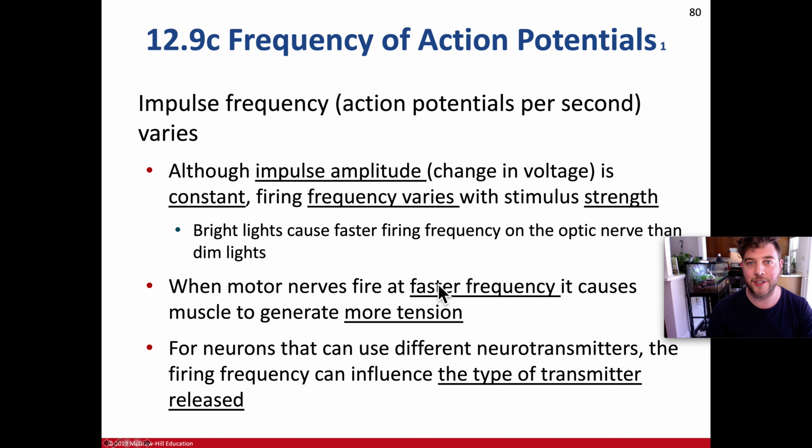When motor nerves fire at a faster frequency, it causes the muscle to generate more tension, so that's just another way the frequency of firing will cause the muscle tension to change. For neurons that can use different neurotransmitters, the firing frequency can influence the type of transmitter released. We said that a presynaptic neuron can synthesize different types of neurotransmitters. It doesn't have to synthesize and release just one. And depending on the frequency of signals that it receives, it will release a different type of neurotransmitter.